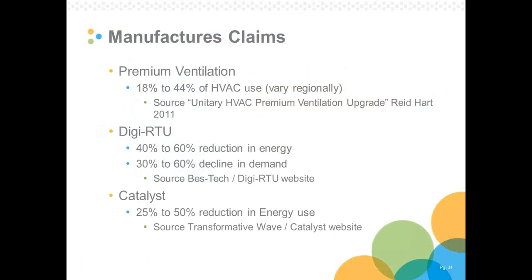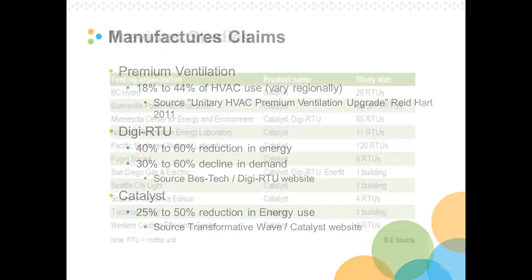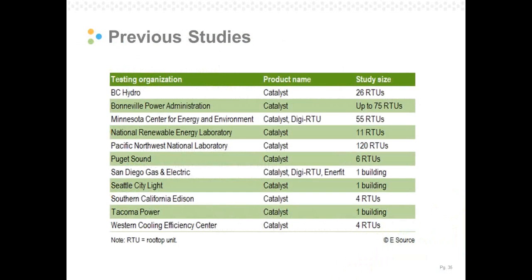So what does that really mean? Can we get those kinds of savings in Minnesota? I did a quick search on the number of research studies that are looking at rooftop units right now, and this is a little bit of an outdated picture of what's going on out there, but this was captured from the eSource website. You can see there's a number of different research studies going on, primarily looking at the Catalyst, but there are some in there that have the Digi RTU.